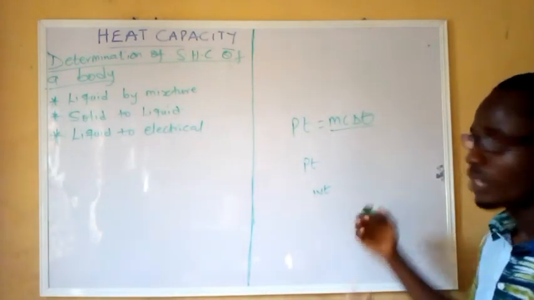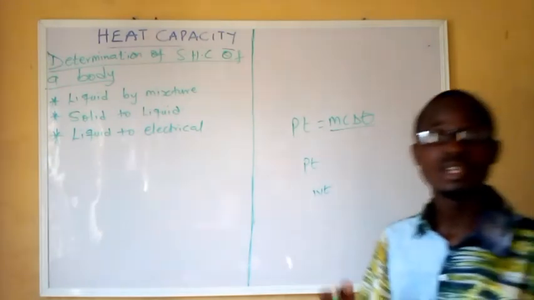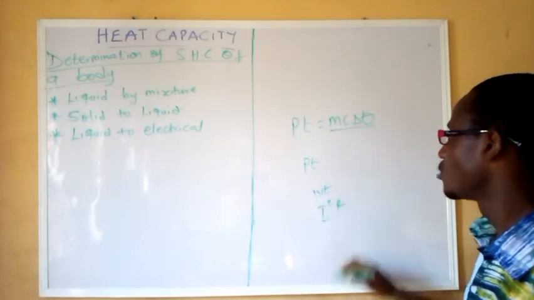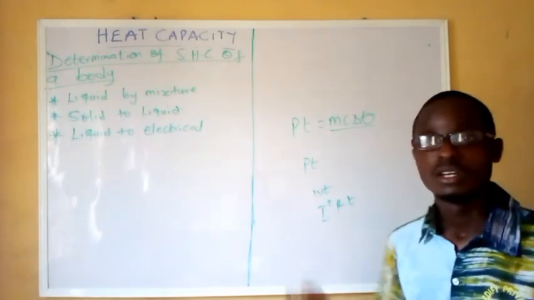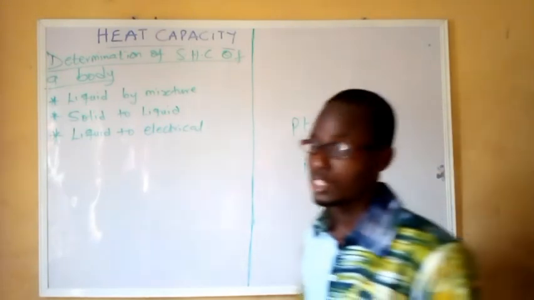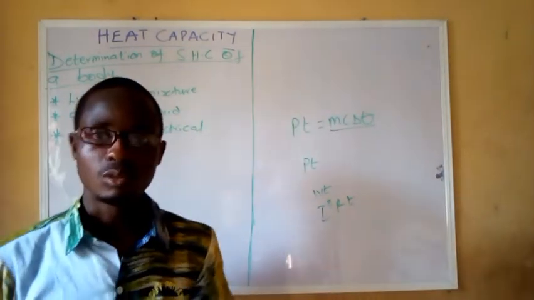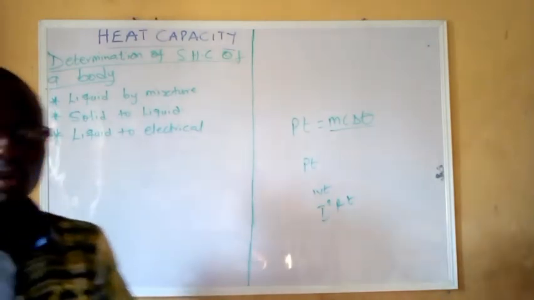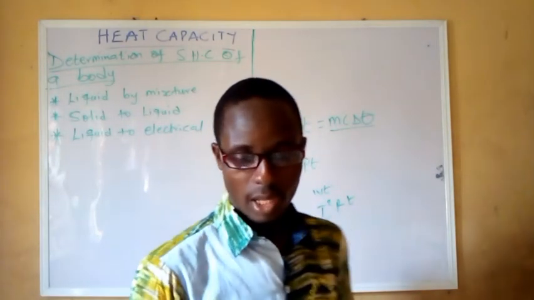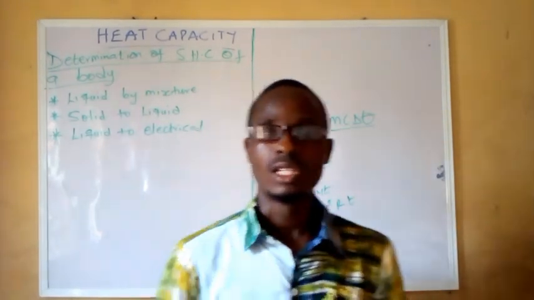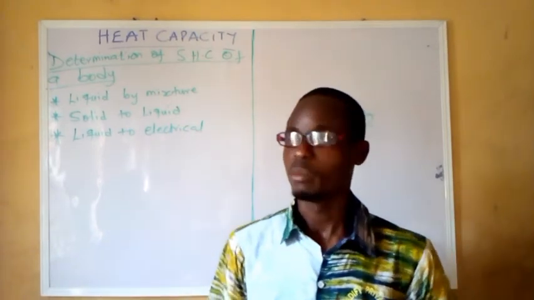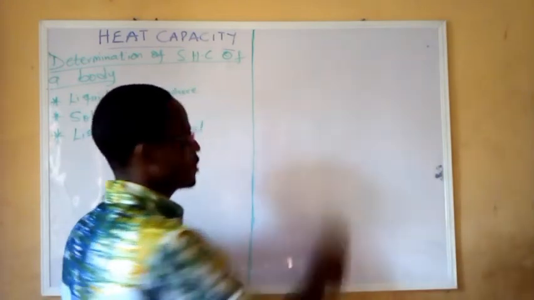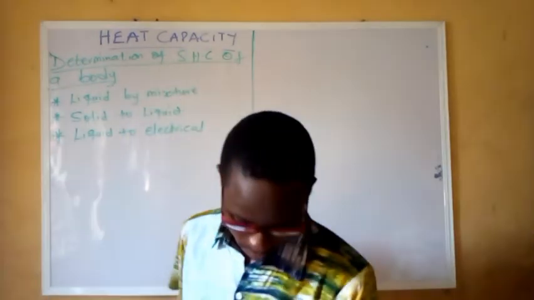Then we have other formulas that might be involved depending on the parameters we're given. We have I square R T. These are electrical energies, which we can equate to get the specific heat capacity of the liquid. Anyway, so let's look at questions that will generally explain what we're talking about in these various methods. Let's check up questions.